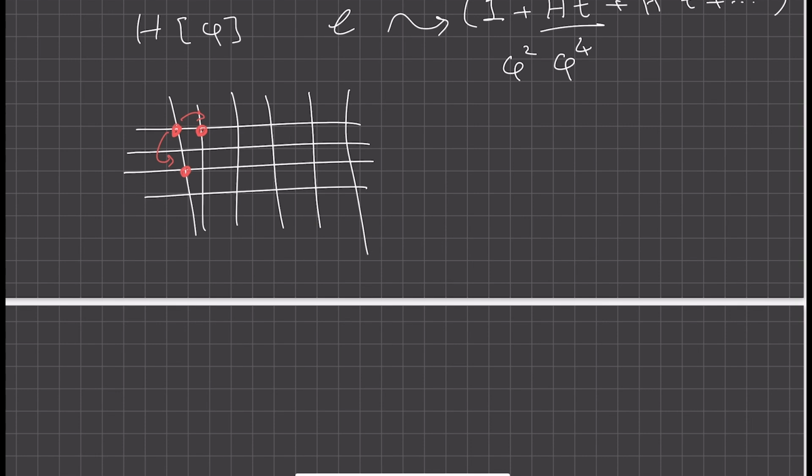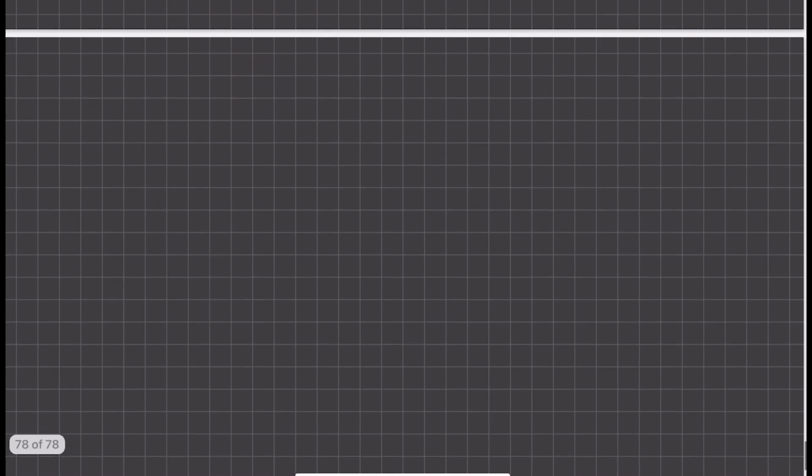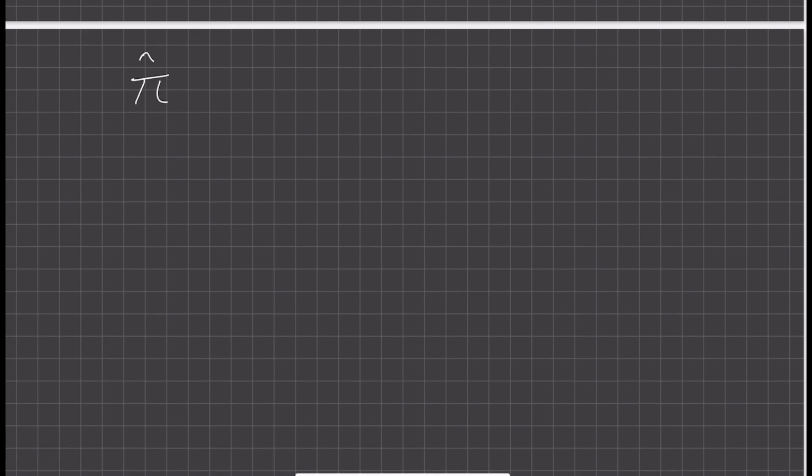And now I can simply write down the conjugate momentum operator as the integral of d³p over (2π)³ times minus i, with the energy term on top.